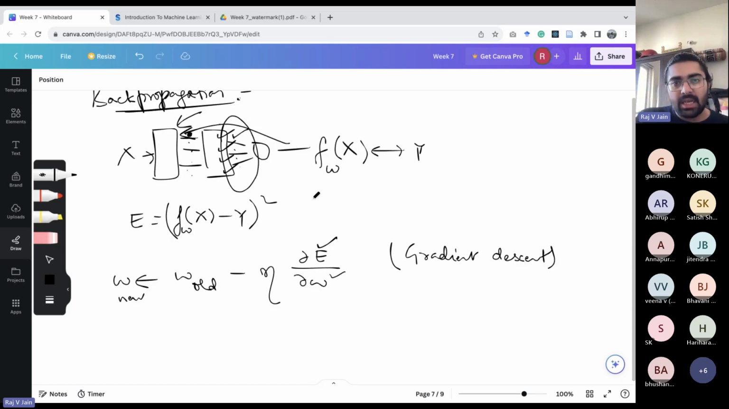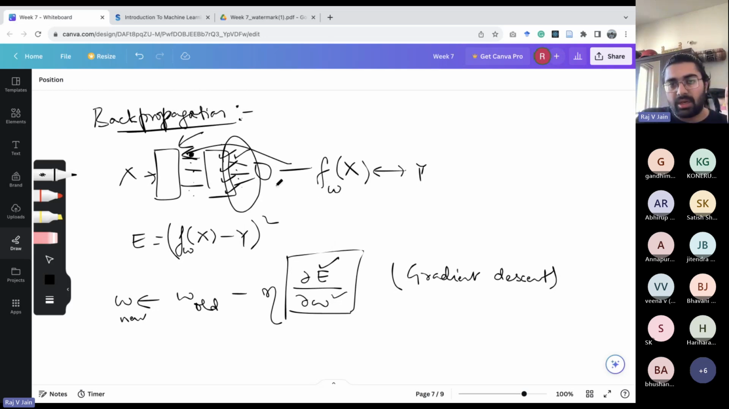So the idea here is the approach is the same. Dou E by dou W is what you will compute. There is nothing special about it. The point is you can look at it as back propagating the error from this particular node to this area. We are saying how much does this node contribute to the error that has been seen until now. That's the idea. Okay, go ahead, Gopal Krishna.